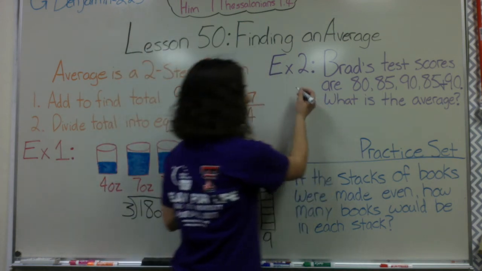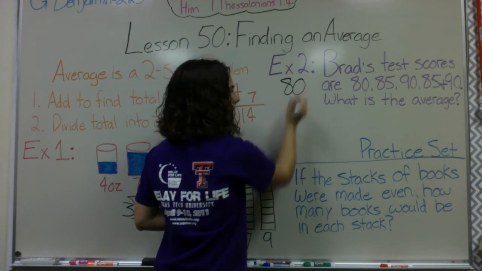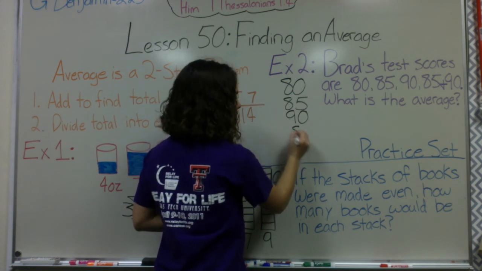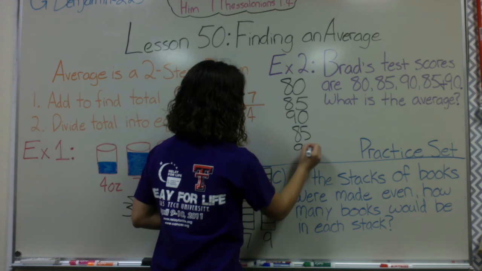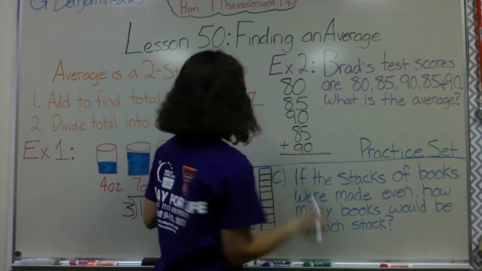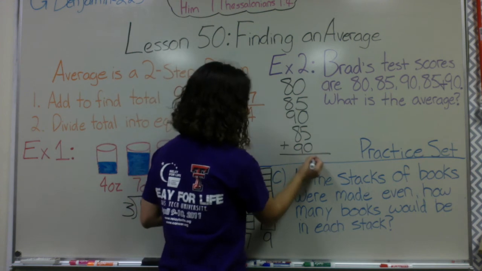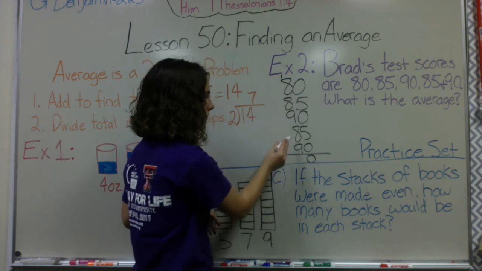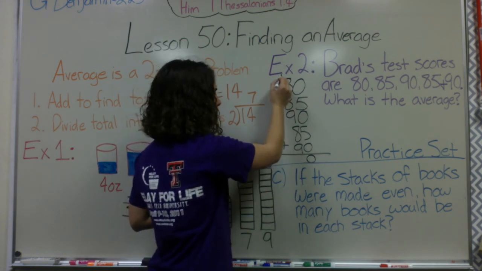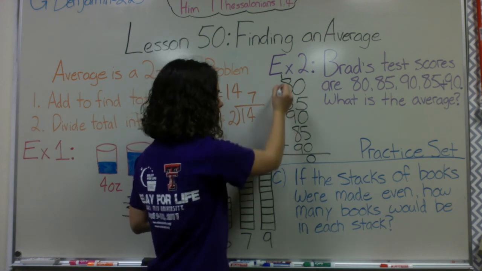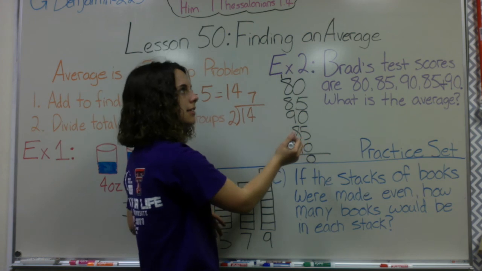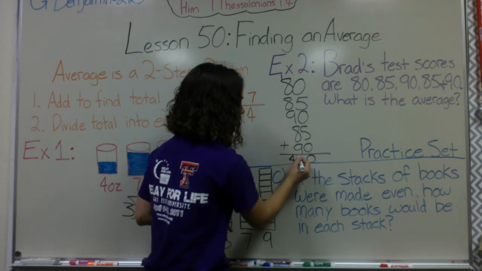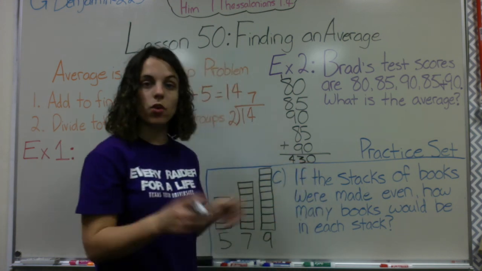So Brad's test scores are 80, 85, 90, 85, and 90. I'm going to add all of those up together. 80 plus 85 plus 90 plus 85 plus another 90. I want to combine my total. That's step 1. 5 plus 5 is 10, so I have a 0 here, carry my 1. Then I have 3 8s, and I know 3 times 8 is 24. 24 plus 1 is 25. 25 plus 9 is 34, and 34 plus 9 is 43. So that means I have 430 as the combined total of my scores.